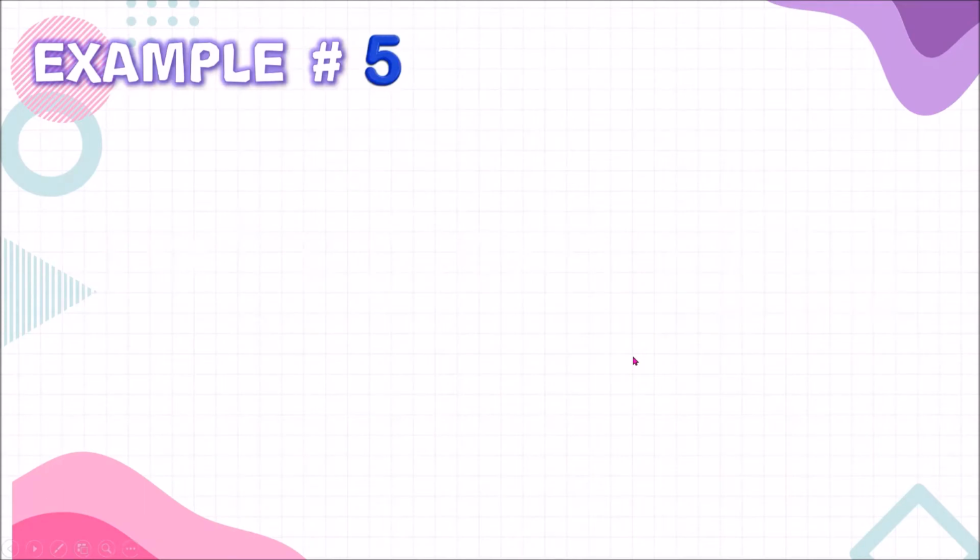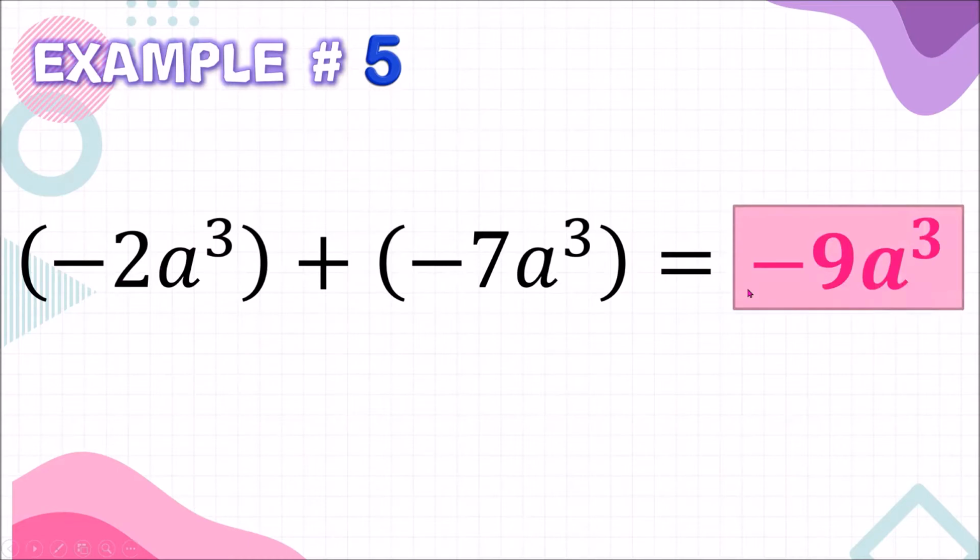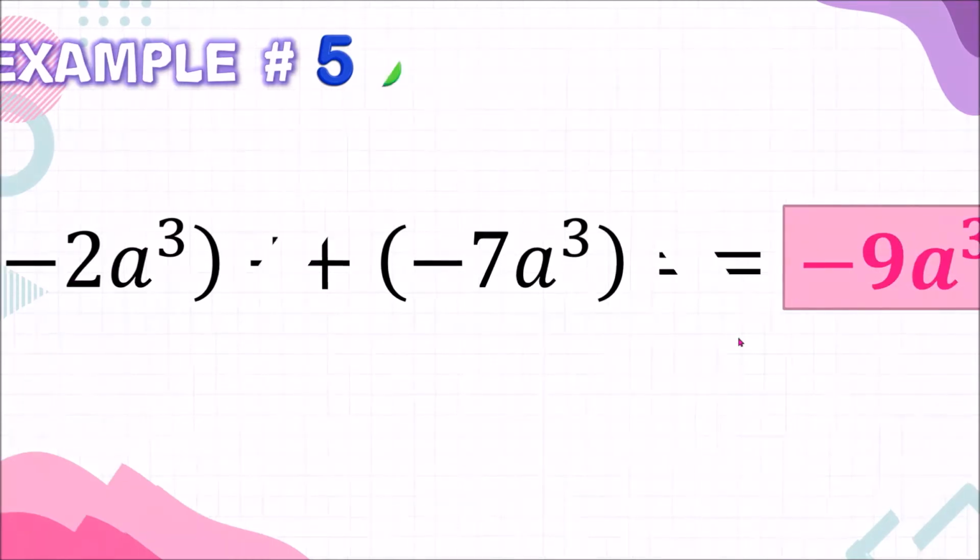Next, example number 5. We have negative 2a cubed plus negative 7a cubed. So our common variable here is a cubed. So let's add 2 plus 7 because they have the same sign. So 2 plus 7, we have 9, and then just copy the same sign, which is negative. So we have here negative 9a cubed.